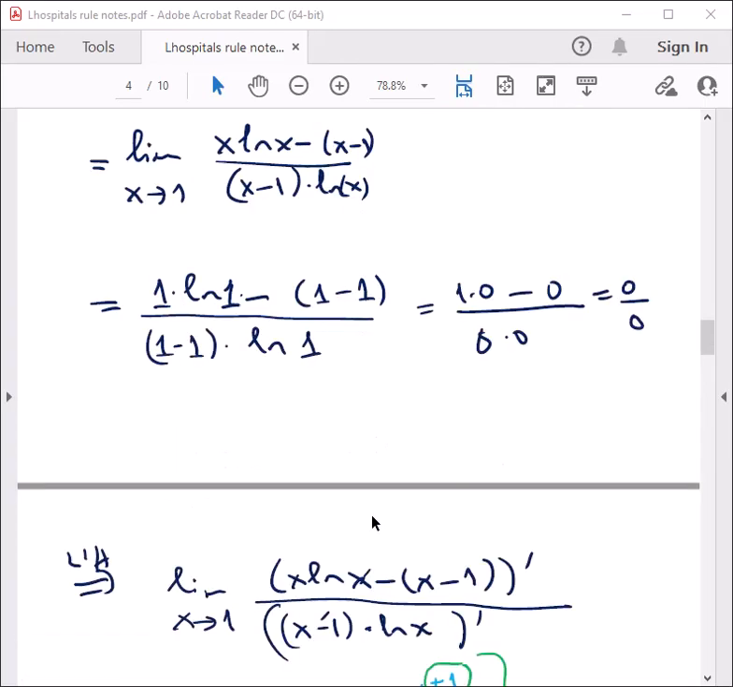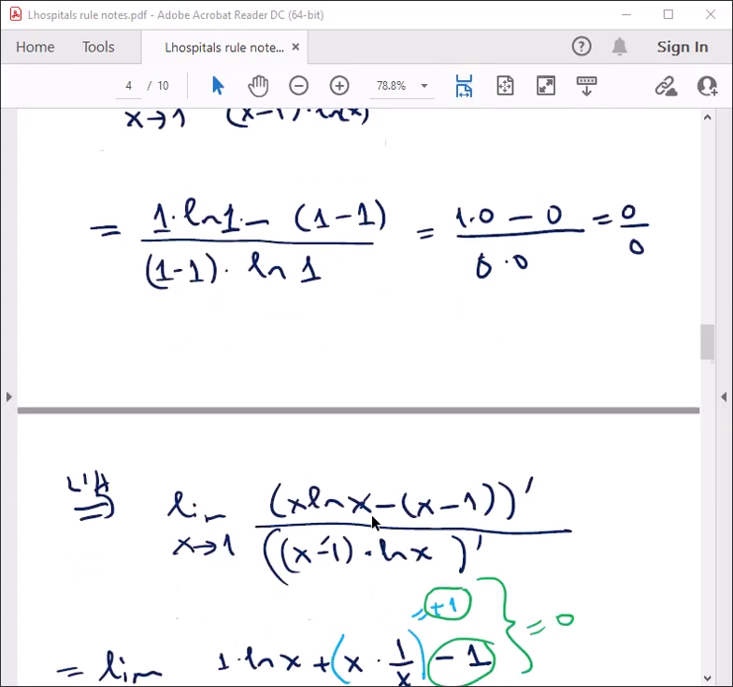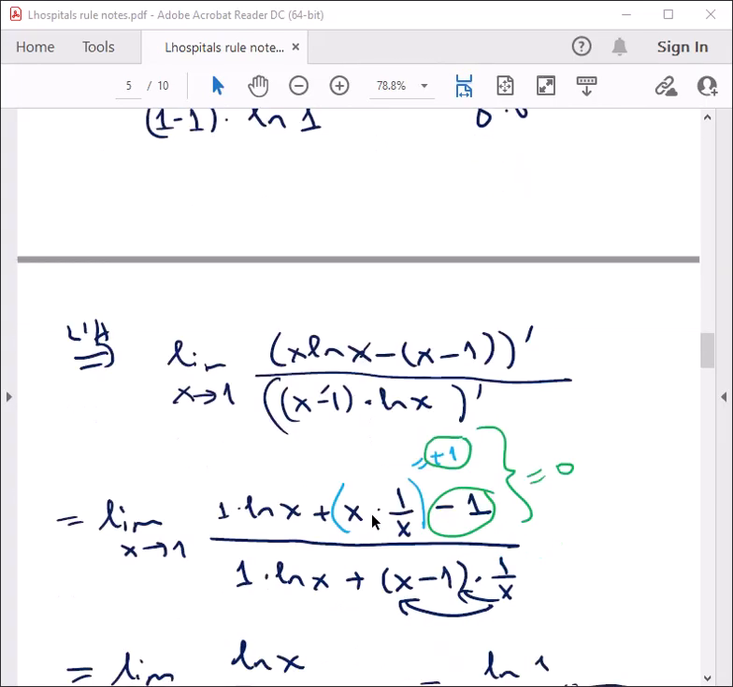Now, so we can apply L'Hopital's rule. We take the derivative of the top and derivative of the bottom. This is going to give, well, if we apply product rule for the term x ln x, derivative of x is 1 times ln x plus x times derivative of ln x is 1 over x, so we have x times 1 over x. Derivative of minus x minus 1 is just minus 1. So that x times 1 over x gives 1 plus 1, and that minus 1 there, just sums up to 0.